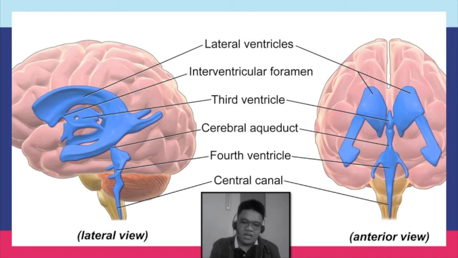Now class, there are two lateral ventricles. Then there is what you refer to as the third ventricle, and then you have the cerebral aqueduct, and then you also have your fourth ventricle. Then class, the central canal is the canal that would lead going towards your spinal cord. So try to remember these ventricles.